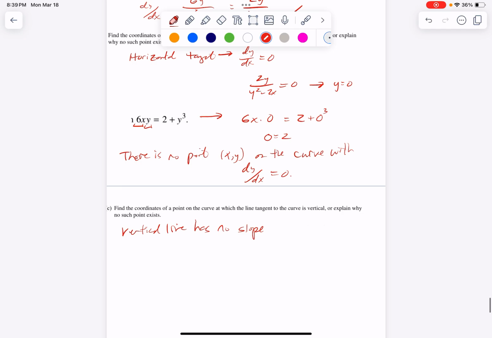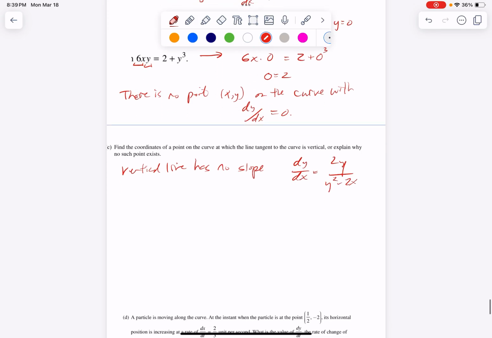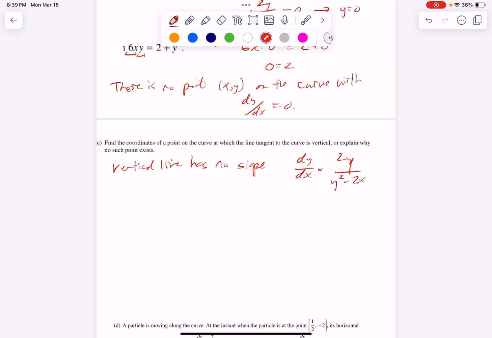So what that means is, since dy over dx is 2y over y squared minus 2x, the only way this is undefined is if the bottom is 0. So we want y squared minus 2x to be equal to 0, which means 2x is equal to y squared. This is simply telling us the relationship between x and y. We still don't have a point, but let's go back to this equation.